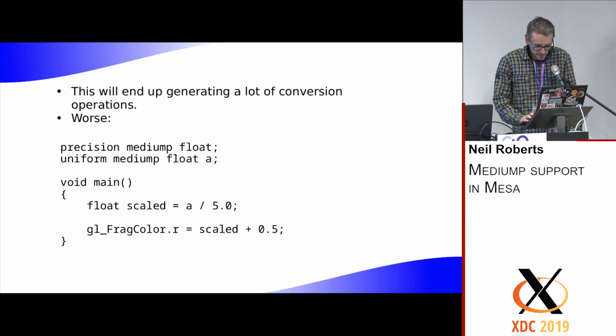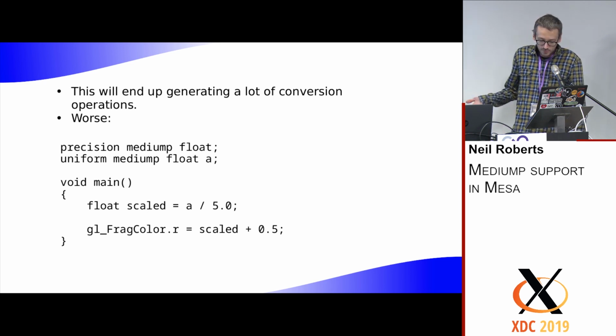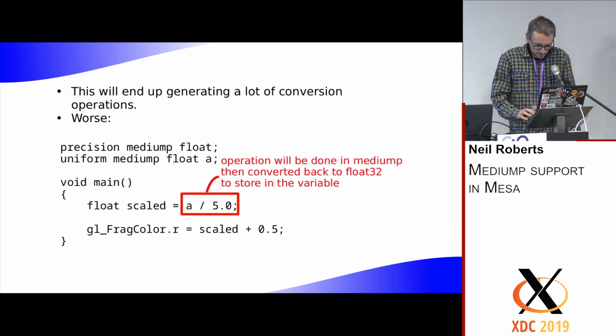Okay, so this is going to generate a lot of conversion operations in the IR tree, and we obviously don't really want those in the compiled code because the idea is to make it faster, not add loads of operations. I mentioned that example where it's going to add loads of conversion operations. So here's another example where it's going to be worse. In this case, we'll lower this first division. So it will add a conversion operation at the end to convert the result of that lowered operation back to float 32 to store it in this variable.